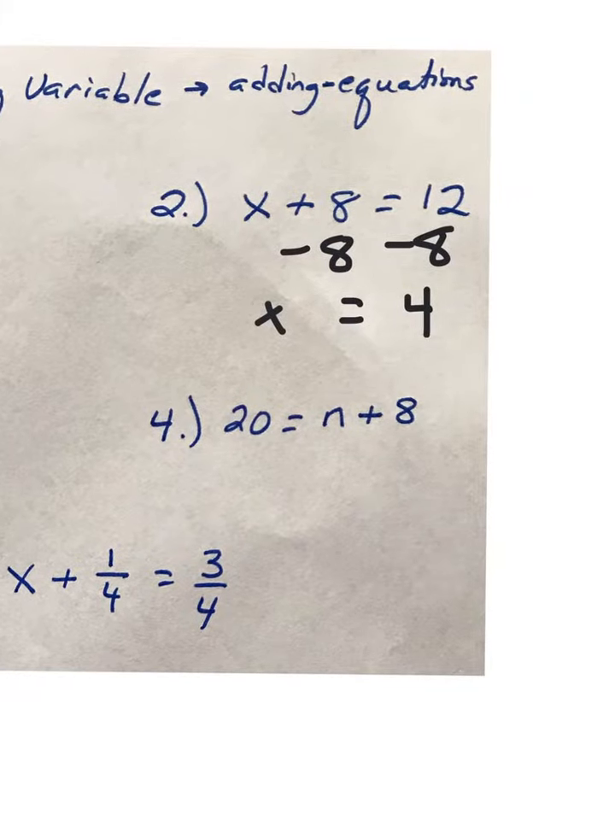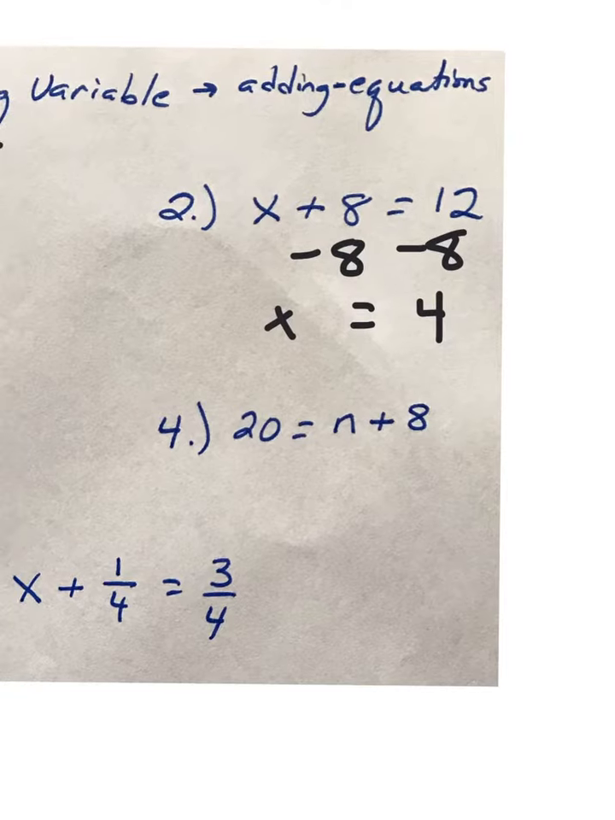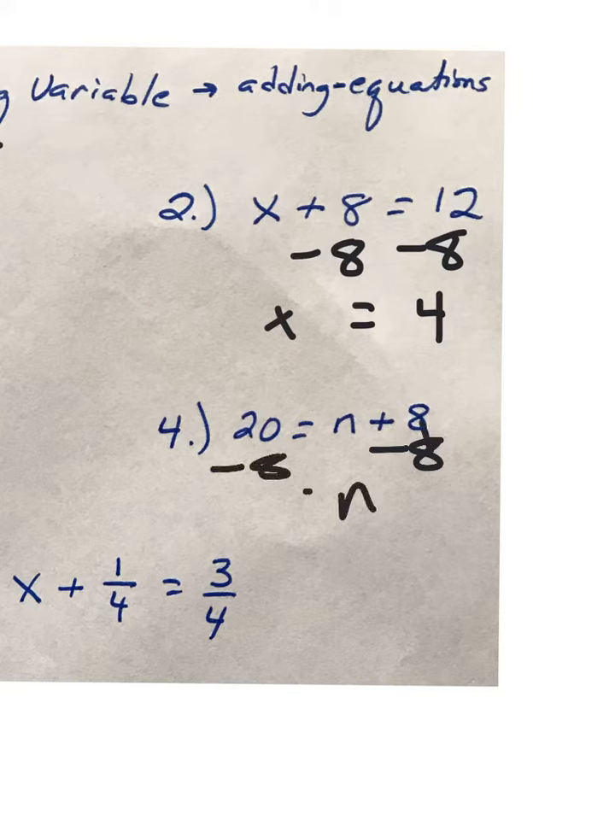For number 4, again, trying to get rid of that plus 8 and to get n by itself. It's called isolating the variable. You subtract 8 from that side, subtract 8 from that side. That becomes 0. So the n is by itself, and that's 12.